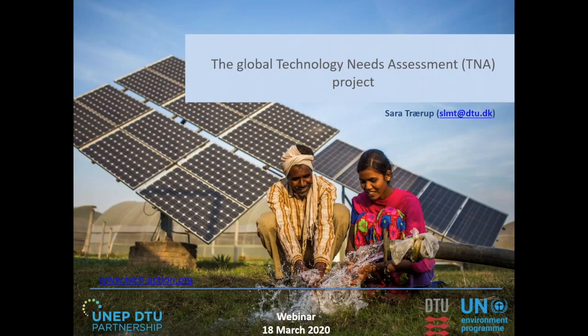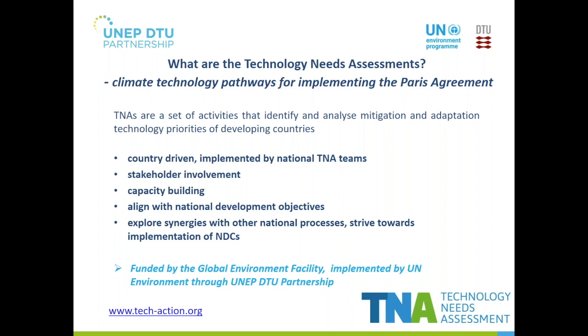I will just start briefly by giving you a general introduction to what we call the Global Technology Needs Assessment Project. It is a project that is funded by the Global Environment Facility and is implemented by UN Environment through the UNEP DTU Partnership. So what are we speaking about when we talk about technology needs assessments, and for many also technology action plans? Well, we speak about a set of activities that identify, analyze, and articulate the needs for technologies within both mitigation and adaptation to climate change.